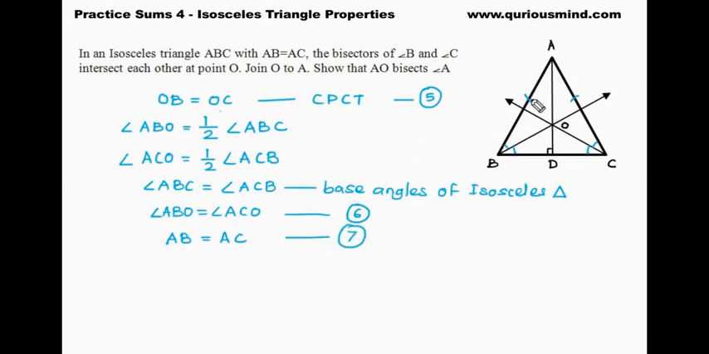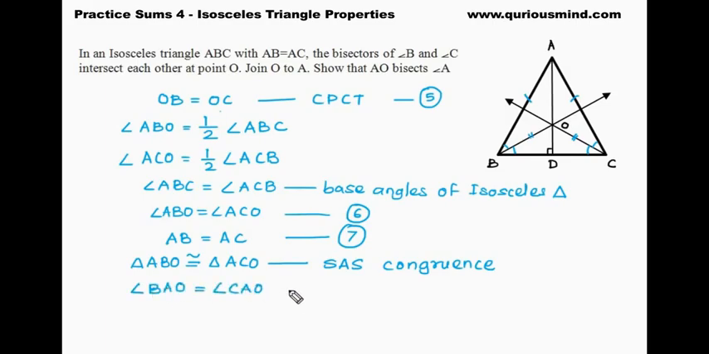So from 5, 6, 7, OB equal to OC, ABO equal to ACO, and AB equal to AC. Side, angle, side. These two triangles are congruent. And once these two triangles are congruent, we know corresponding parts are equal. This angle is going to be equal to this angle. And these two angles are equal. That means OA is a bisector of angle A. That is what we wanted to prove.